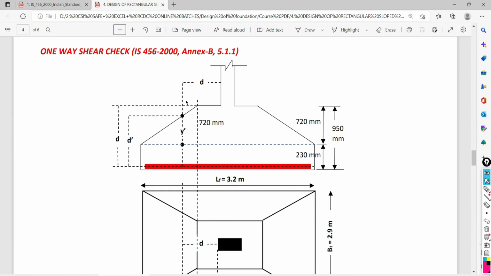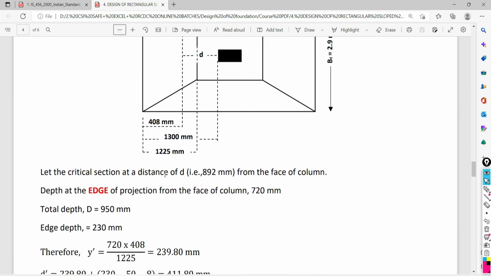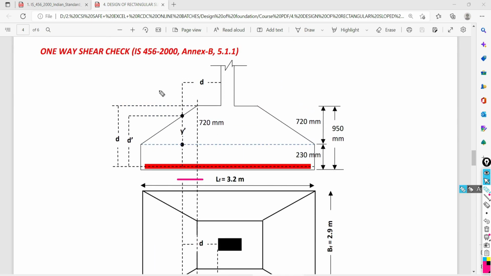Now the question is, at what section we have to perform the one-way shear check for the sloped footing. For the sloped footing, as usual, we have to consider the critical section at a distance of d from the face of your column, and d is what? 892 mm from the face of your column. So go back to your figure and look at this. I am going to consider the critical section for the one-way shear check at a distance of d from the face of my column, and this is 892 mm.